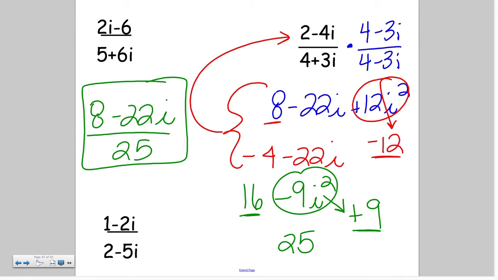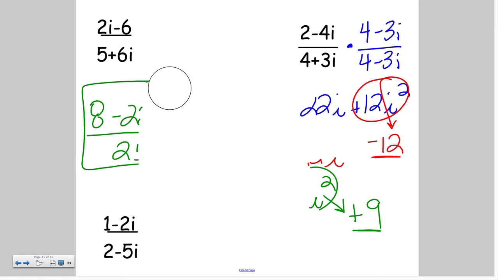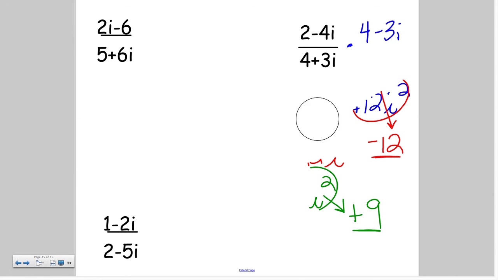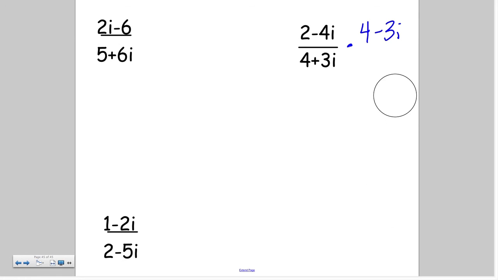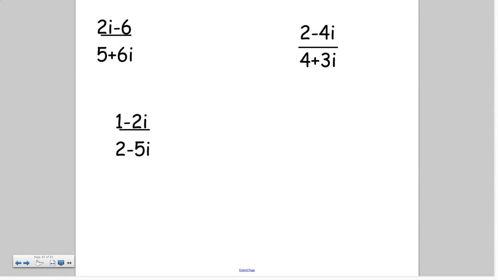Alright, last one. I'm going to erase this. Plenty of room to work. Alright, so I've got 2 minus 5i on the bottom. So my conjugate is 2 plus 5i. If I do it to the top, I've got to do it to the bottom.